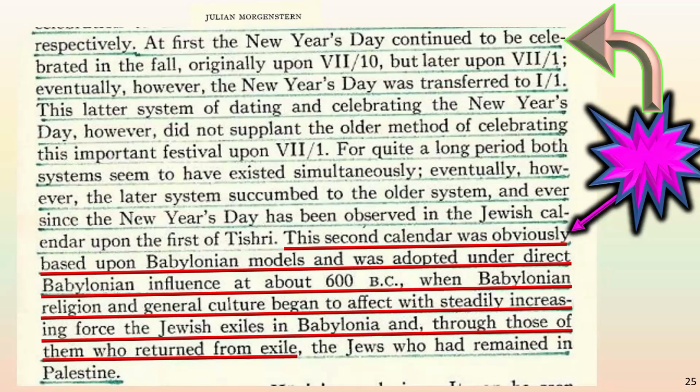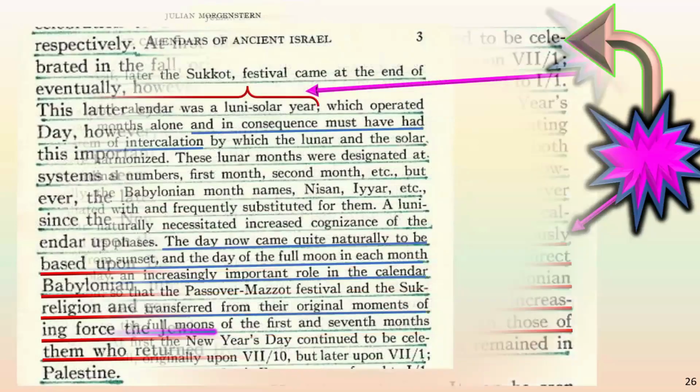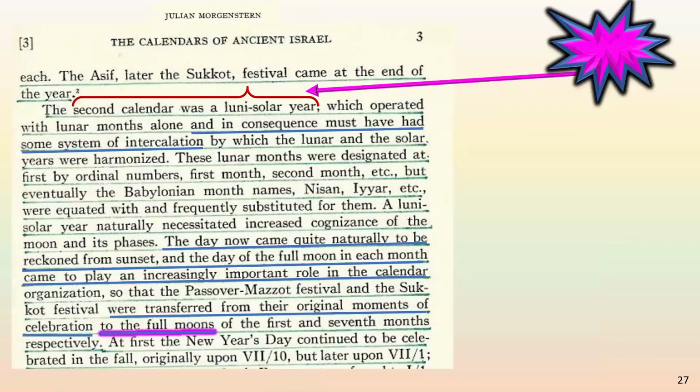They were over there for 70 years, and they had been worshiping the sunset before they went, and they'd been doing the moon month before they went to Babylon. But after they came back, they were indoctrinated with it through and through. The second calendar that he's talking about was now a lunar solar year. It wasn't a solar calendar, it's now loony. Now it's including the moon.